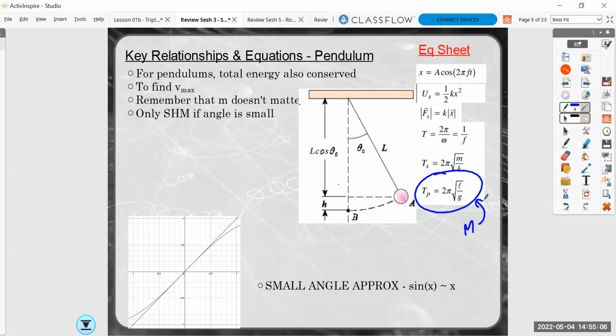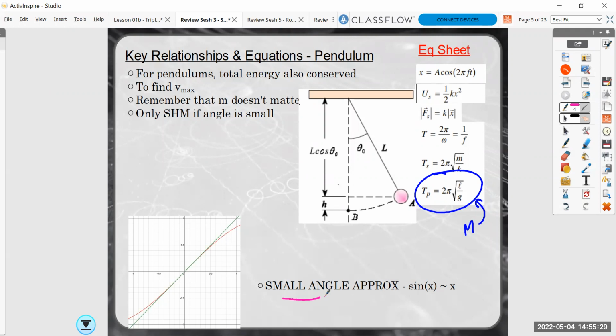Total energy is also conserved for pendulums, but you've got to be a little cautious. It's only simple harmonic motion for very small angles, for very small displacements. And in fact, we had to make, way back when, a small angle approximation that our maximum angle had to be within about 15 or 20 degrees in order for this to really be simple harmonic motion.